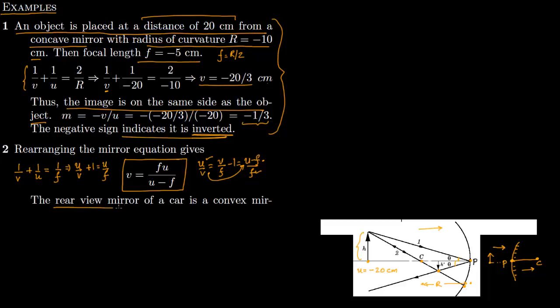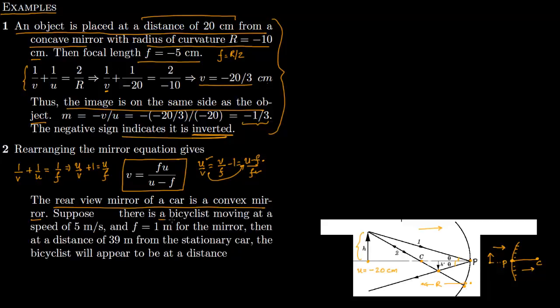So the idea is that the rear view mirror of a car is a convex mirror. Generally the rear view mirrors in cars, bicycles, scooters, etc. are all convex mirrors. So suppose you are sitting in a parked car and there is a bicyclist moving at a speed of 5 meters per second just behind you, and you are given the focal length is equal to 1 meter for the mirror.